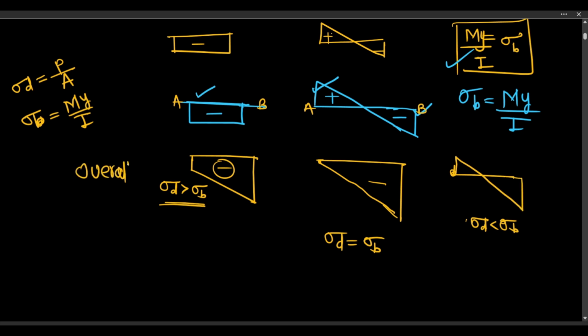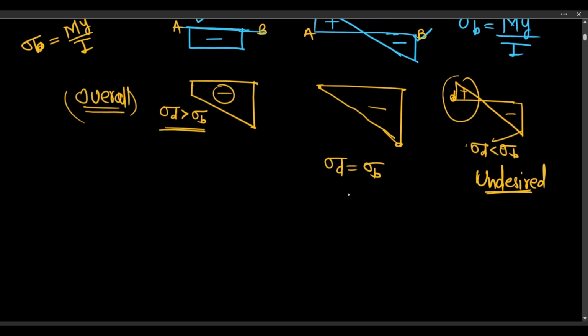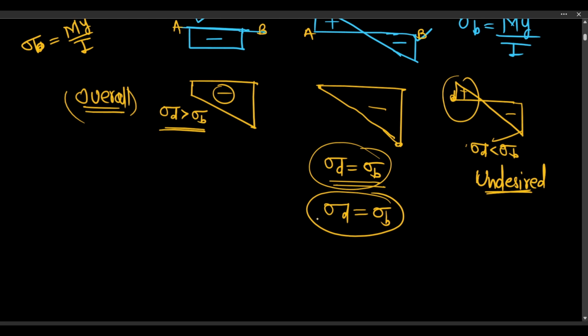These are the overall diagrams, just for understanding. So this is positive, this is negative, meaning this is undesirable. Why undesirable? Because in our column we are not interested in having tensile stress. Tension is not allowed in the column. Compression is allowed, but we want pure compression. For that, our limiting case is sigma d should be equal to sigma b, that is direct stress should be equal to or greater than bending stress, so our limiting case is this.